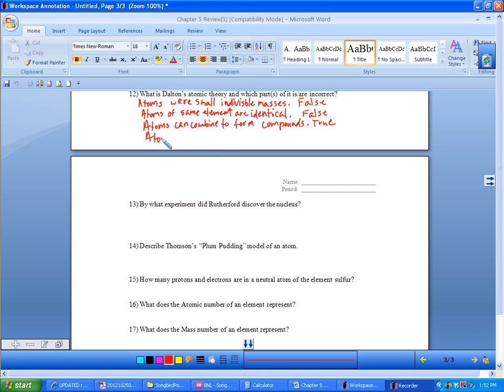And then he said that atoms can be, let me erase that. Let's say that a little bit better than that right there. Let's say that during chemical reactions, there will be a rearrangement of atoms. There will also mean they can be joined or separated during a chemical reaction.